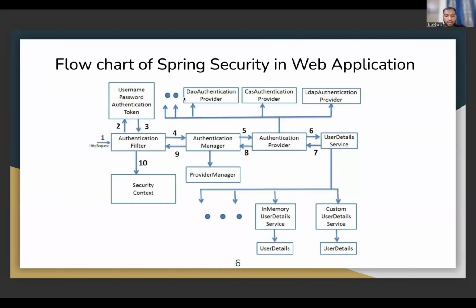Later on, the security context holder will check if the user is authorized to access the requested resource or not. If the user is authorized, then the request is processed and the appropriate response is sent back to the user. If the user is not authorized, then an access denied exception will be thrown and an error message can be seen by the user.